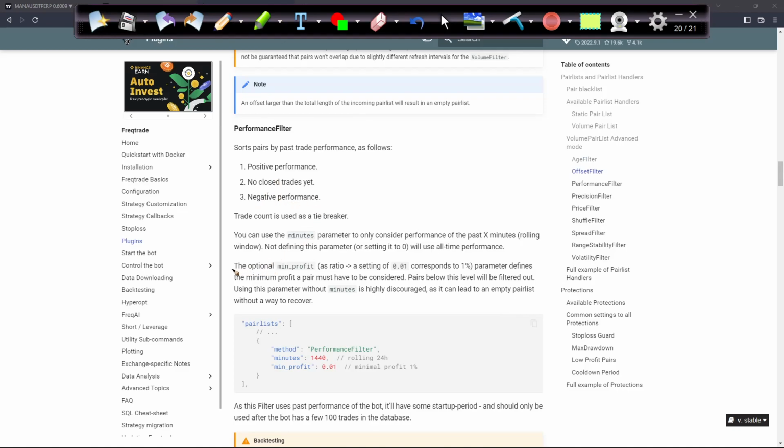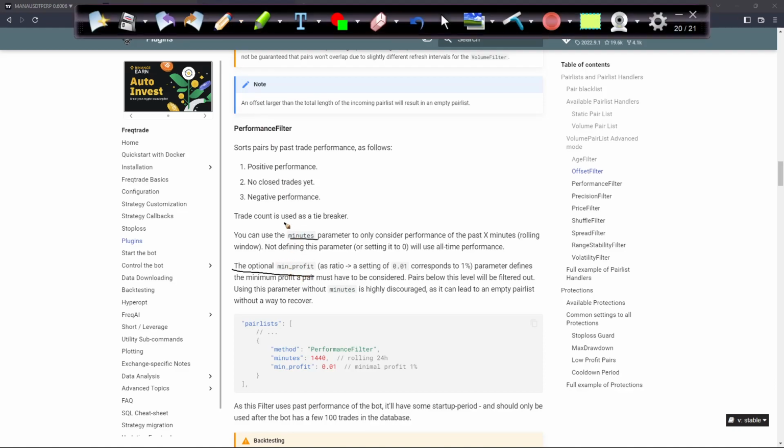Now the optimal minimum profit, so that's what this means. Going back to this rolling window concept of minutes, if we put 60 minutes, it will look at the last hour's performance, like the best performing coin pairs, and use that to filter out the best performing coin pairs, and that is what we will be trading.